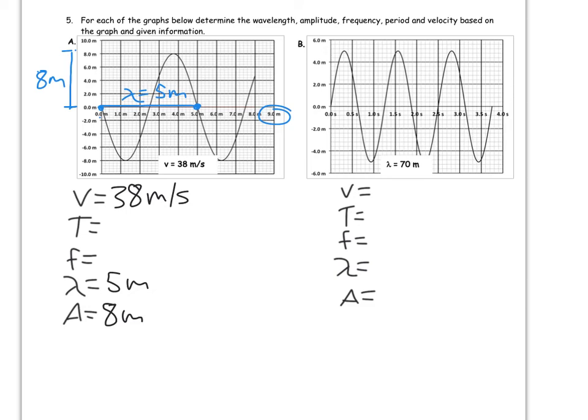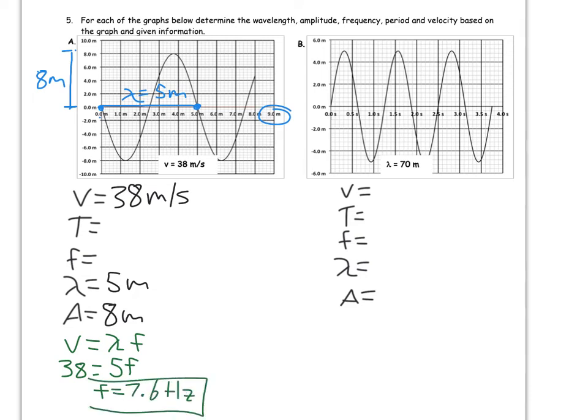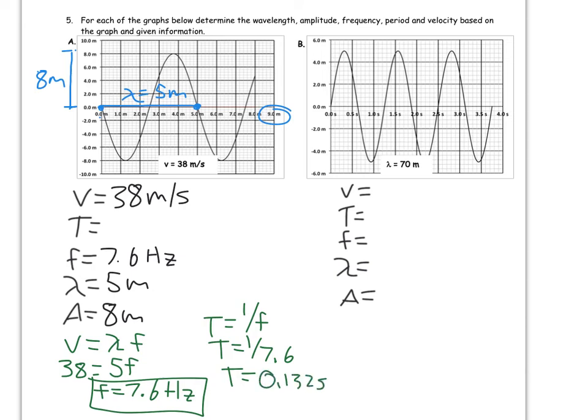And now I can go ahead and do some math. So the first piece of math I'm going to do is velocity is wavelength times frequency. So 38 equals 5f, which means my frequency here is 7.6 hertz. And so I can sub that in for f here. And then the other thing I can do is find my period based off of the frequency. Period is just going to be 1 over that frequency, 7.6, and so I end up getting a period here of 0.132 seconds. So I can plug that in as well, and there I have all of the information for wave A.